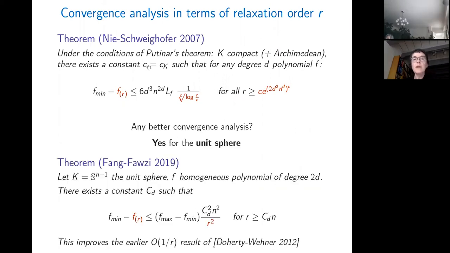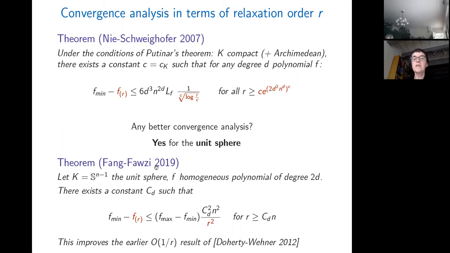So I was just showing you this result of Nie and Schweighofer, which gives a very general convergence analysis for this hierarchy of lower bounds. But the dependence on R is a bit disappointing: logarithmic, and there is this unknown parameter C, which depends on the compact set. So naturally, the question is, can we do a better convergence analysis? This is actually quite tricky, and there is some research going on very recently. I want to mention this very recent result by Fang and Fawzi, who give an improved convergence analysis for the case of the unit sphere.